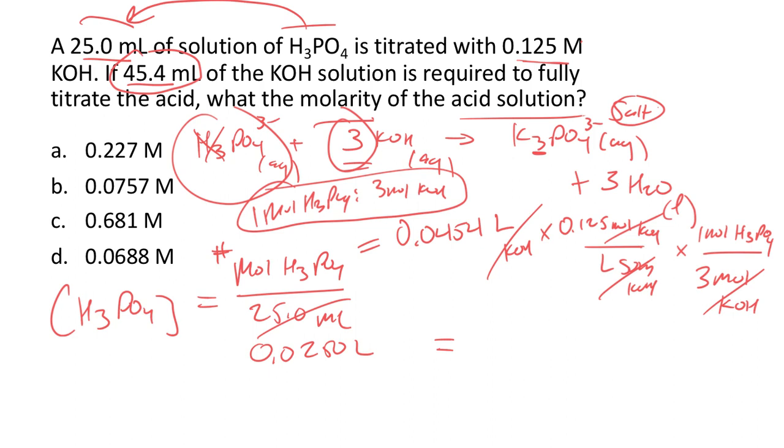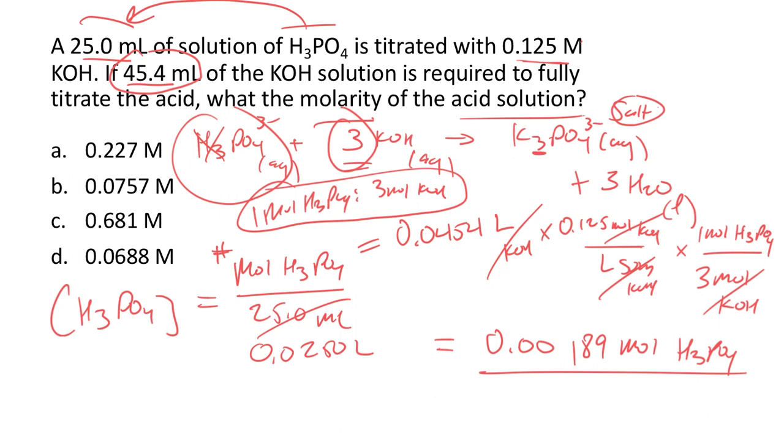So 0.0454 liters times 0.125 moles per liter, divided by 3, tells me that I have a solution initially with 0.00189 moles of H3PO4 that were initially present. That's how much H3PO4 was there to react with the KOH that was added.